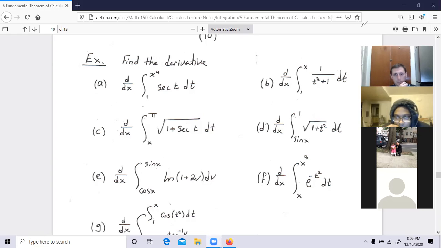Yes, it's because we switch the x and pi, right? We want the variable to be always on the top, and we want to have a constant, a number that doesn't change, on the bottom.